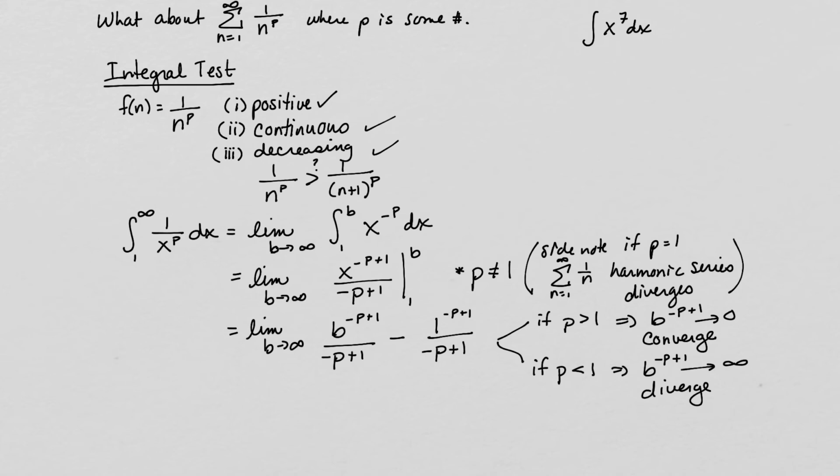So because I didn't know the exact value of P, I can't exactly say what happens, but I kind of have rules now. If P is bigger than 1, it's going to converge. If P is less than 1, it diverges. And I already knew if P was equal to 1, it diverged as well. So I can sum all of that up with the P-series test, which is essentially what we just derived there.